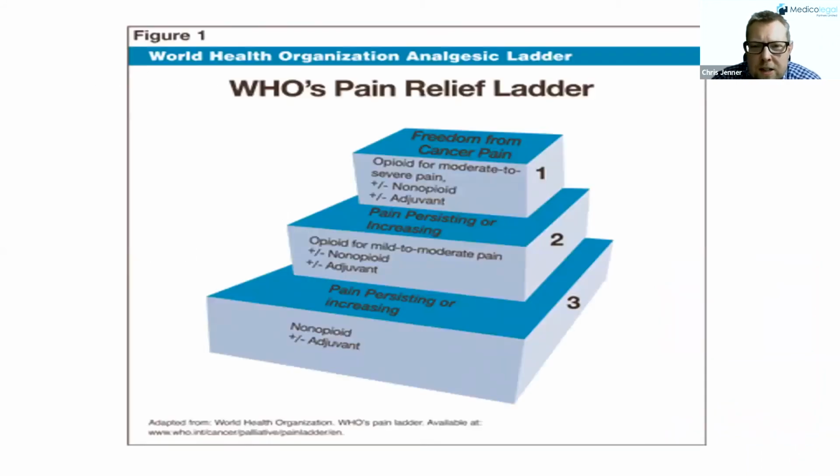That's just to say, this is the WHO's pain relief ladder. At the bottom, you'll be giving patients things like paracetamol, anti-inflammatories. You step up, you might add in weak opioids, as we said, codeine, tramadol, tapentadol, etc. And then at the top, you would use opioids. So this is the morphine, oxycodone, etc. Now it says at the top, freedom from cancer pain, because this is a cancer pain ladder, but we've actually stolen it and we use it for the same purposes, but for non-cancer pain.